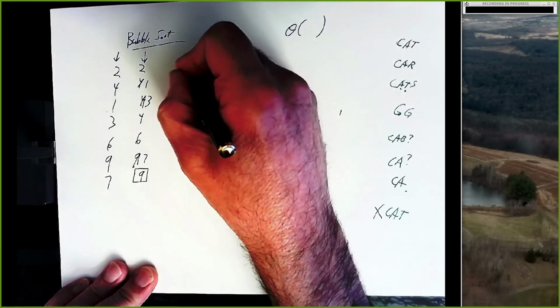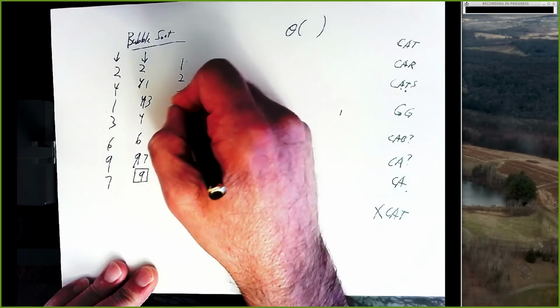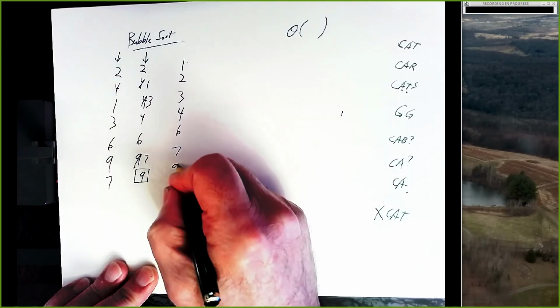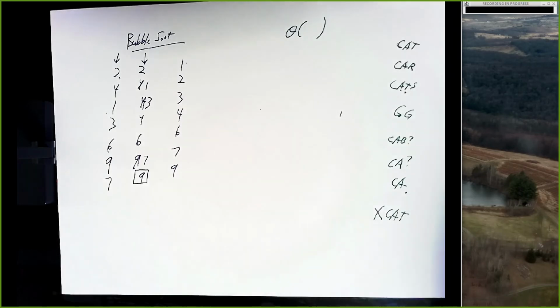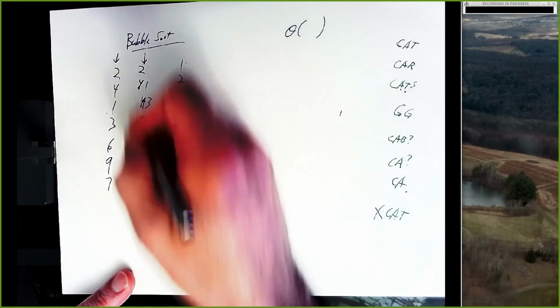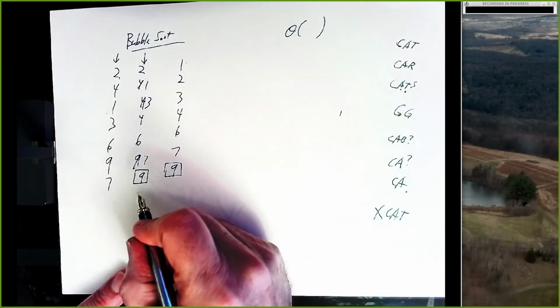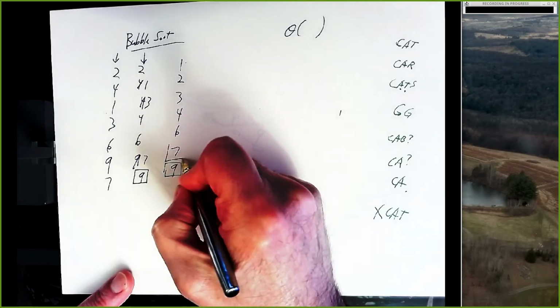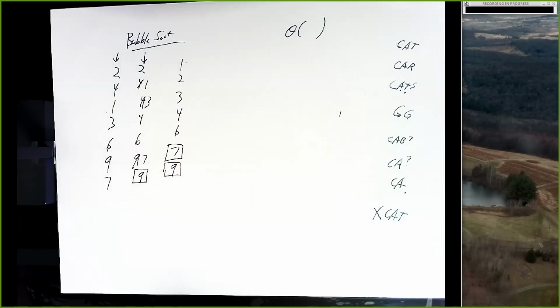So the 2 and the 1 are in the wrong order. Swap those. 2 and 3 are correct. 3 and 4 are correct. 4 and 6 is correct. 6 and 7 is correct. 7 and 9 is correct. The 9's never going to move, since that's the largest thing in the array and it's at the bottom, it's never going to swap places with anything. But after a second pass, we're guaranteed the second largest number is now in the second position.